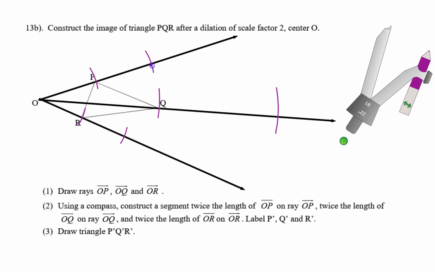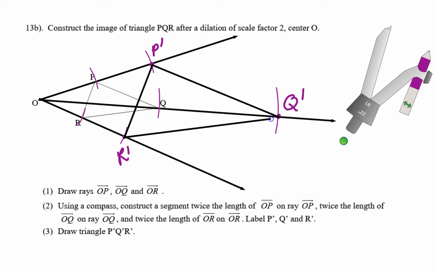Okay, now where each of these ended up, this is now P prime. This out here is Q prime. And lastly, this is R prime. So our triangle, when I join it all together, looks like this. Okay, so the triangle that I've created is now twice the size of the original figure that I had here. I've just doubled the lengths of all of the sides.